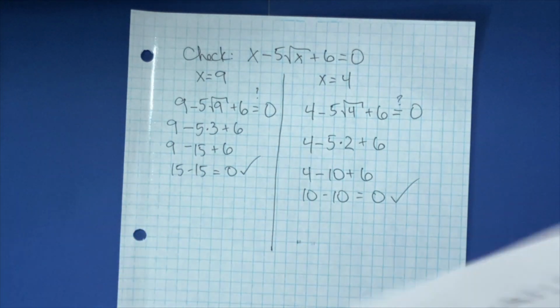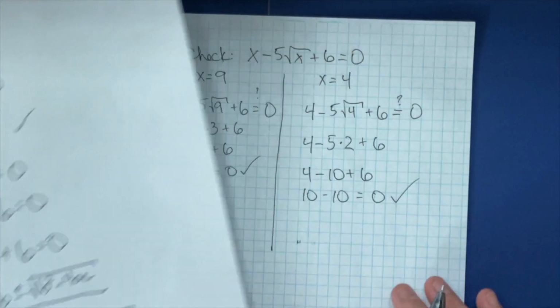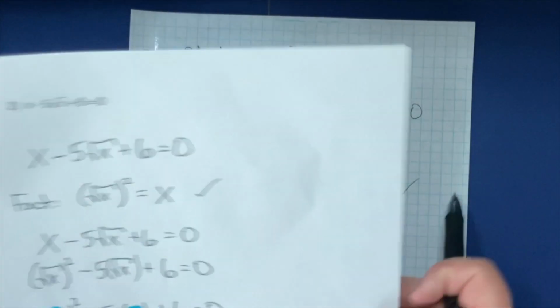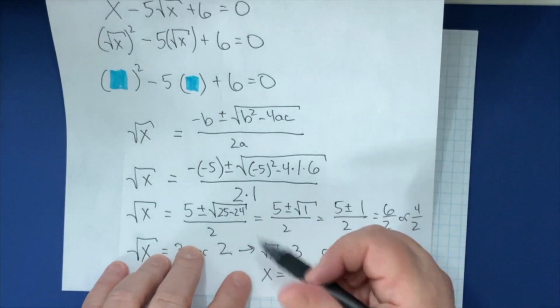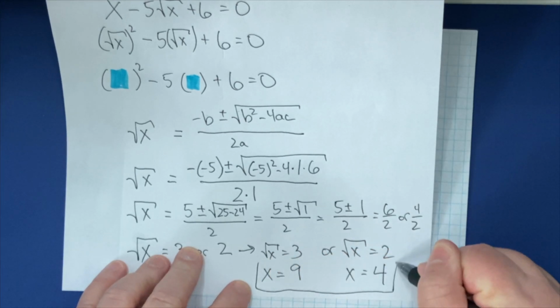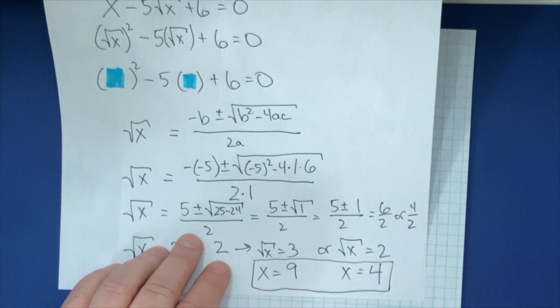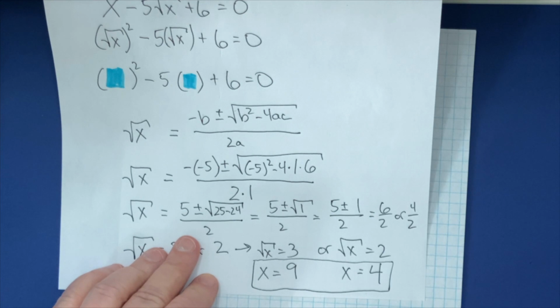So then we go to our original answer right here, and we can box them both. They're both actual solutions. Might one of them not have worked? Yes. Might both of them not have worked? Possibly. So you've got to check them.